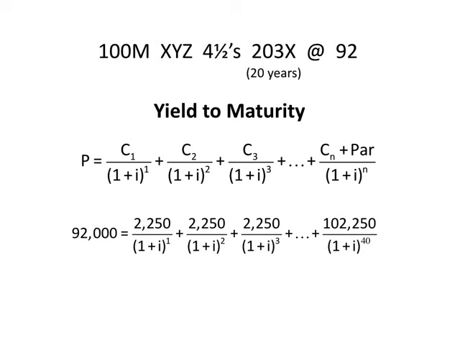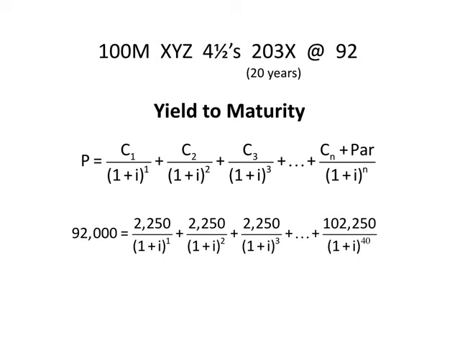As this is the same bond used for discussing nominal and current yield, the variable values have already been determined. The percent of par quote of 92 indicates a dollar price of $92,000. The 4.5% coupon rate means $4,500 per year, which results in $2,250 semi-annual coupon payments. The second version of the formula has those details for the XYZ bond inserted into the appropriate places. The only variable for which there is not a value are the I's.